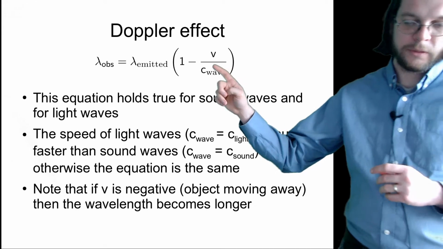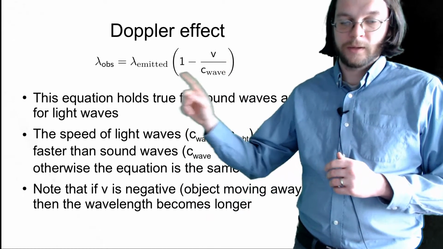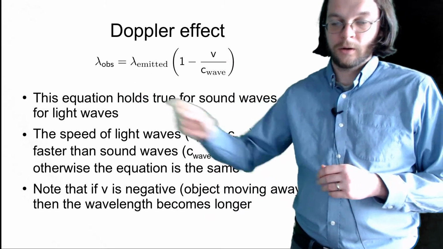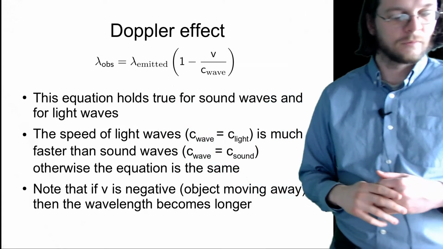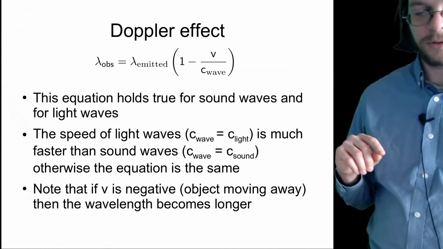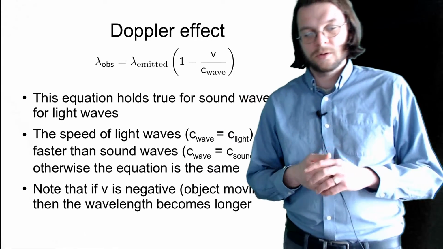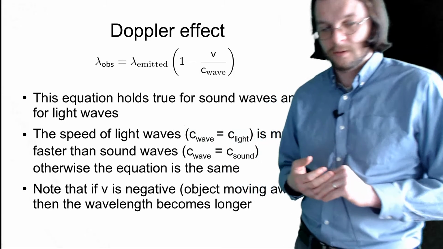Bear in mind, if the ambulance is moving the opposite direction, the velocity would be negative, and so that would make the observed wavelength a little bit longer. And so if the ambulance is going away from you, you would detect the wavelength to be a little bit longer. And so this equation actually supports that. The next thing we want to do is say, all right, well, if this is what the wavelength is doing, what is the frequency doing?